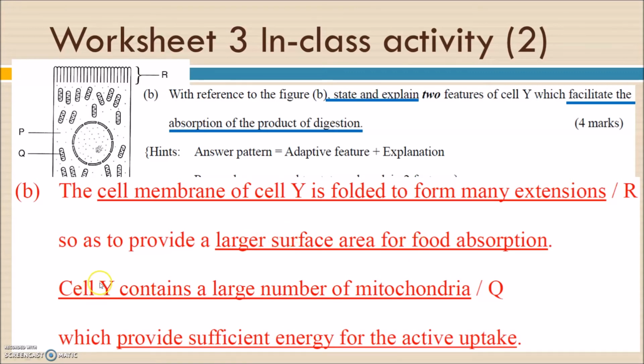The second feature: the cell contains a large number of mitochondria, and then it can provide sufficient energy, or more energy, for rapid active transport, or for the active uptake for rapid food absorption. So you know why I need to add so many adjectives, like larger, bigger, faster, more, because we are going to talk about why it can perform so well.